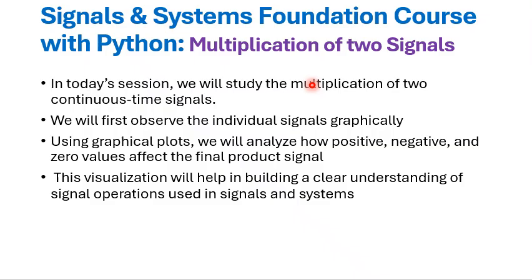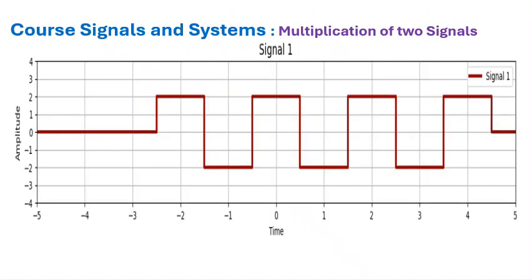Today we are going to discuss the multiplication of two signals, a very important concept in the course signals and systems. In today's session, we will study how the multiplication of two continuous time signals works, and we'll first observe the individual signals graphically. Using the graphical plots, we will analyze how positive, negative, and zero values affect the final product of the signal. The visualization will help in building a clear understanding of the signal operations used in signals and systems. So let's see the first signal to be multiplied.